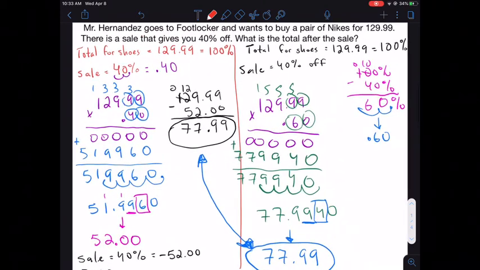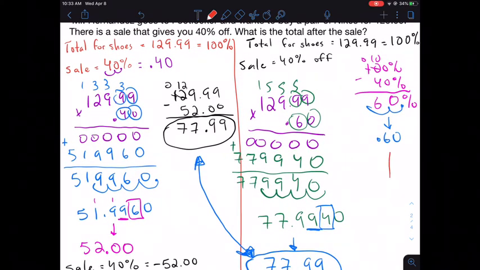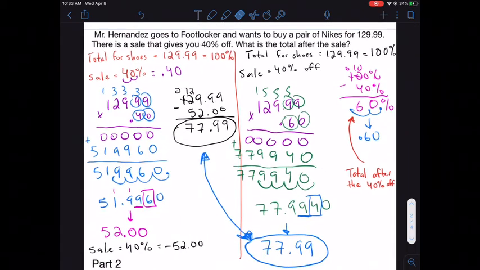And also right here, the 60%, this means the total after the 40% off. That's what that 60% means. The 60% means the total after 40% off. That's why you multiply 60 and you get the same answer.